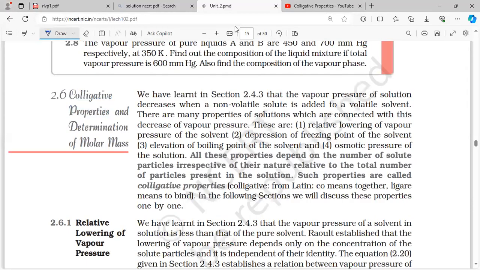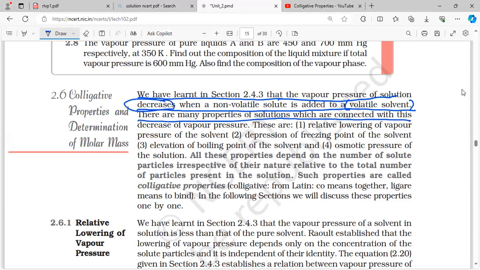Let's check what topic the slides talk about. Here you see, we have learned in section 2.4.3 that the vapor pressure of the solution decreases when a non-volatile solute is added to a volatile solvent. So the vapor pressure decreases, which you already know. There are many properties of solution connected with this decrease in vapor pressure: relative lowering of vapor pressure of the solvent, depression in freezing point of the solvent, elevation in boiling point of the solvent, and osmotic pressure of the solution.